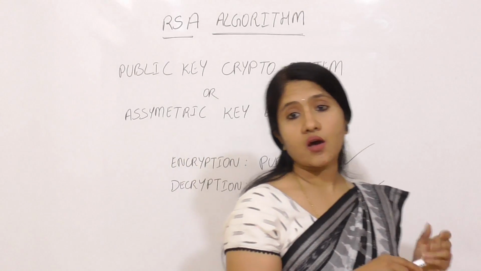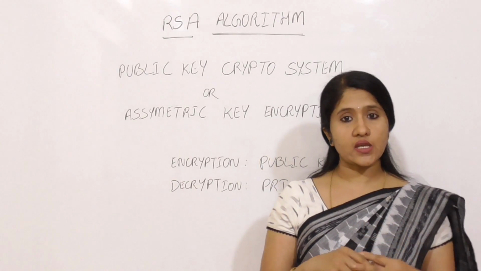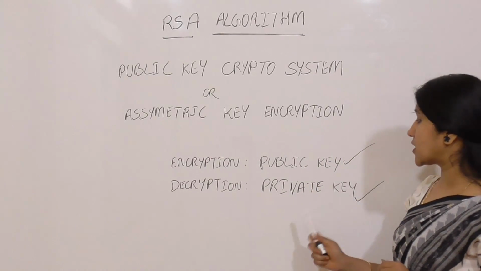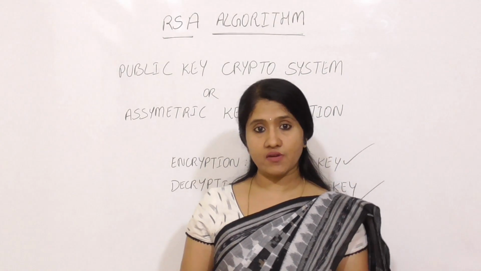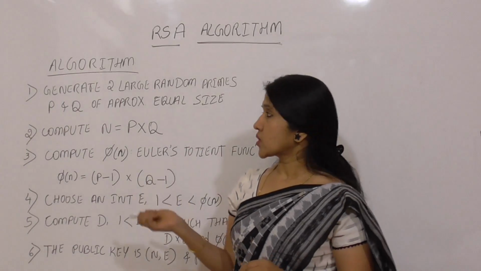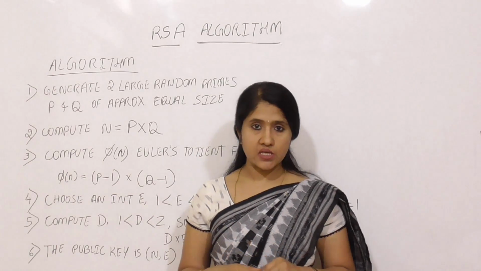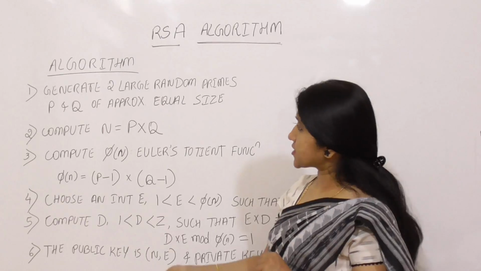Now let us see the RSA algorithm for generation of the keys. We need to generate two keys, the public key as well as the private key, and then see how to encrypt any given message and how to decrypt it. So here is the RSA algorithm to generate the public as well as private key. Let us see step by step. We have 6 steps here.